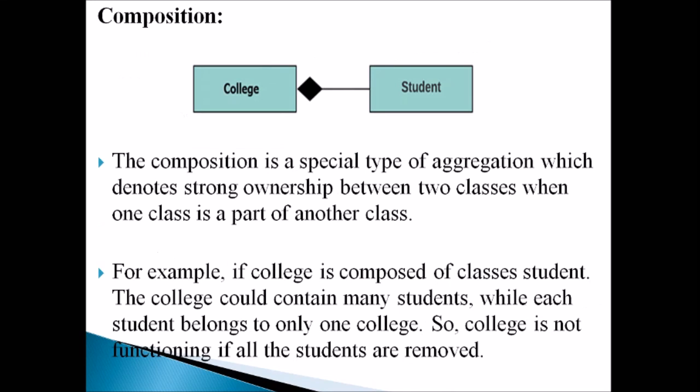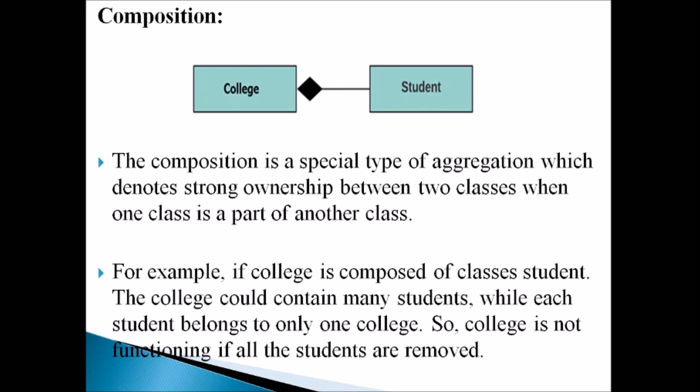Next relationship is composition. This is also a special type of aggregation which denotes strong ownership between two classes when one class is a part of another class. Okay. For example, if we take any college, it may be composed of students who are from different classes. The college may have different students while each student belongs to only one college. A student who is studying in one college cannot study in another college at the same time, isn't it?